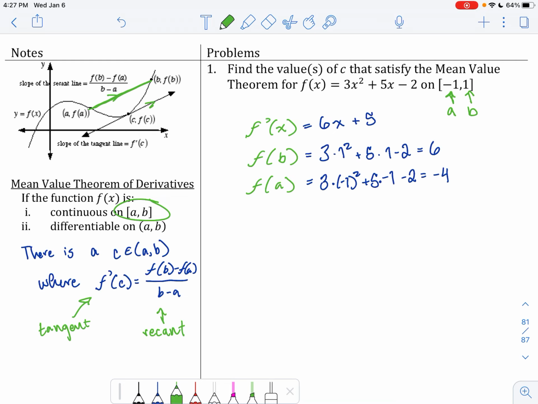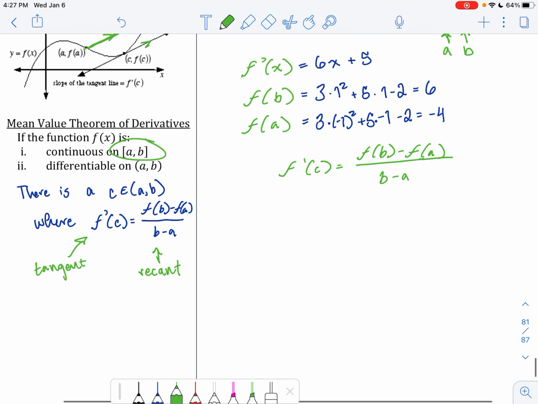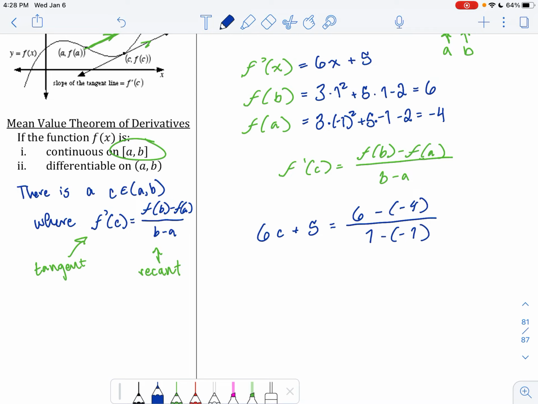Now, once we know these values, we can take it and plug it into our mean value theorem. So we have our tangent line, f prime of c, is equal to our secant line. So f prime of c we don't know, but we do know f prime, which is 6c plus 5. F of b is 6 minus f of a, which is negative 4, all over b, which is 1, minus negative 1. And this becomes the equation we're solving.